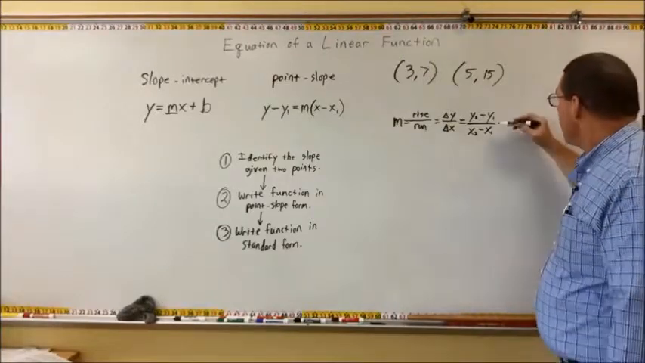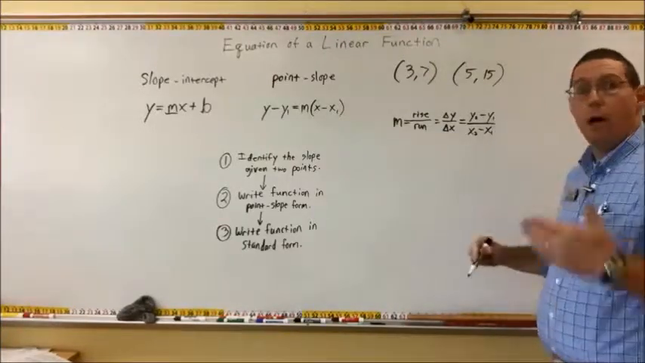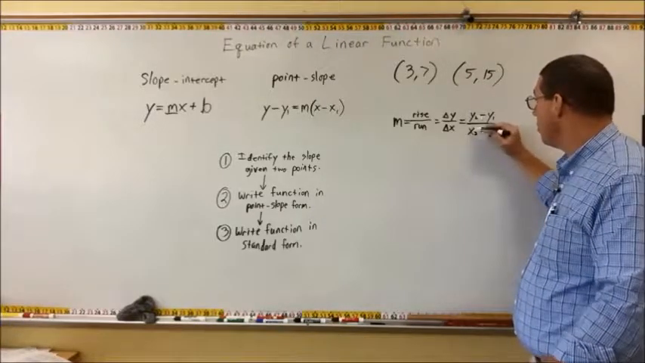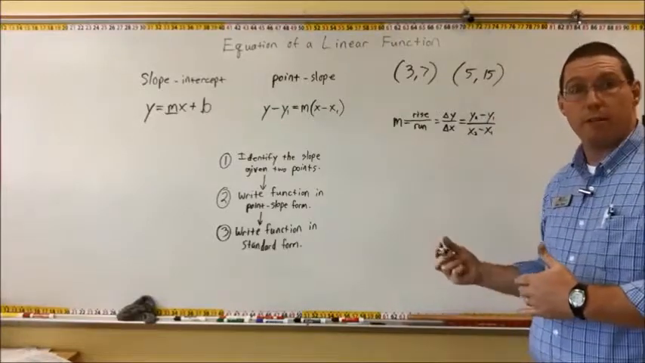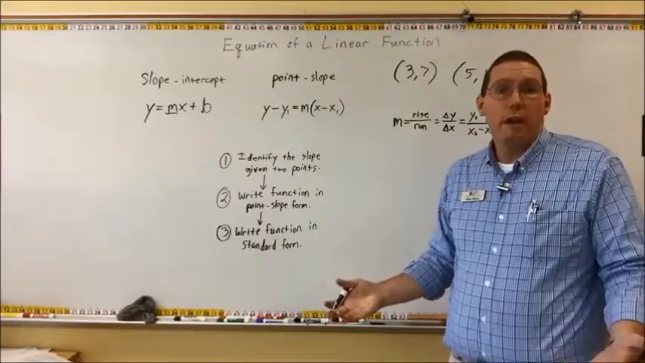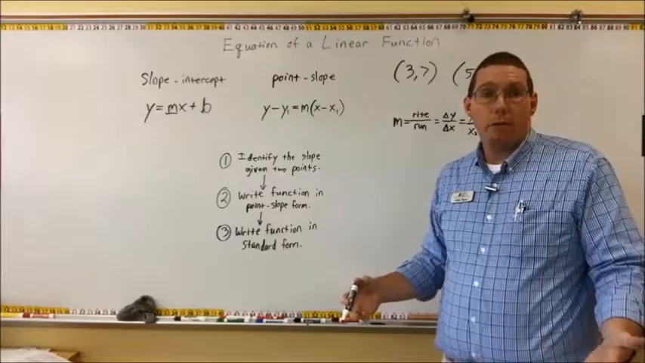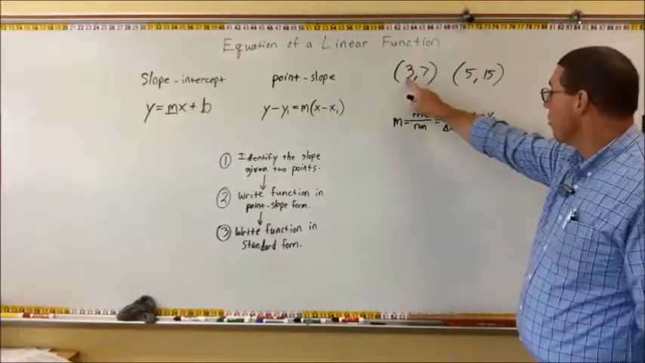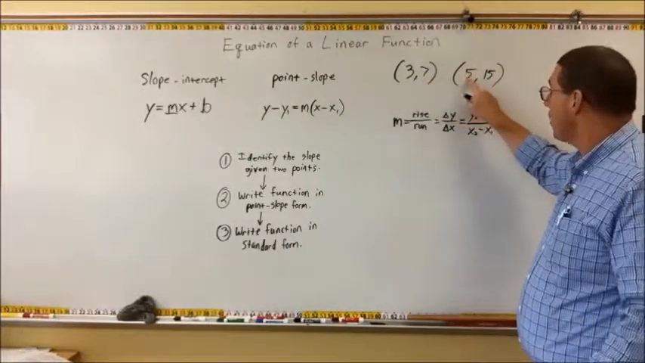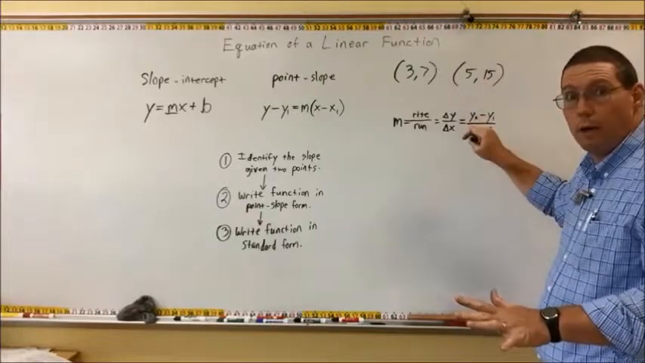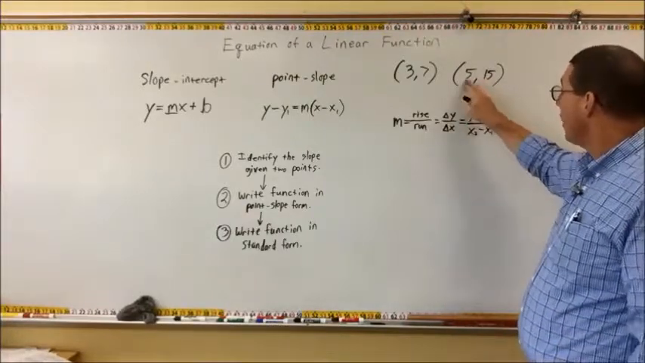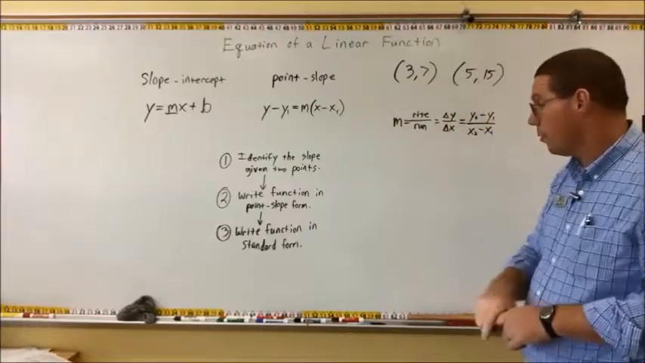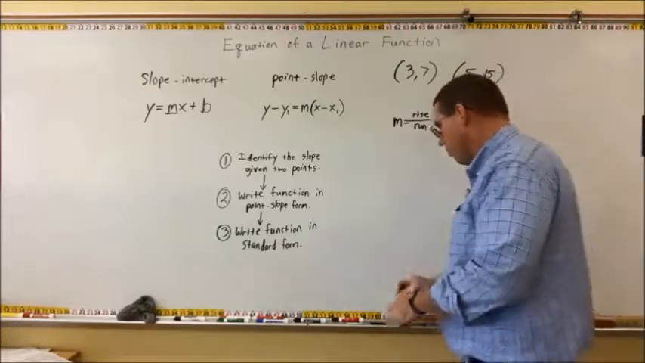Where x1, y1 is one of the points that's given, and then x2 and y2 is the other point that's given. Now, it doesn't really matter which one you call x1 or x2, but you just have to make sure that if this one's x1, then this one has to be y1. If you make this one x1, then this one has to be x2, and then this one would have to be y2, okay?